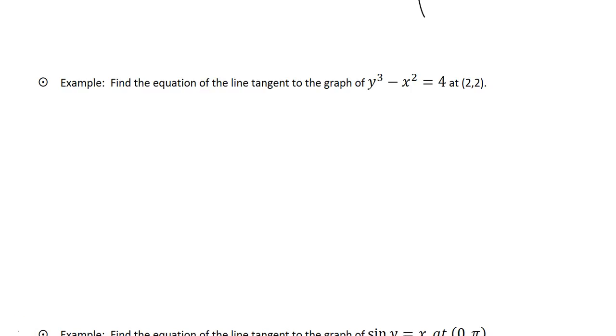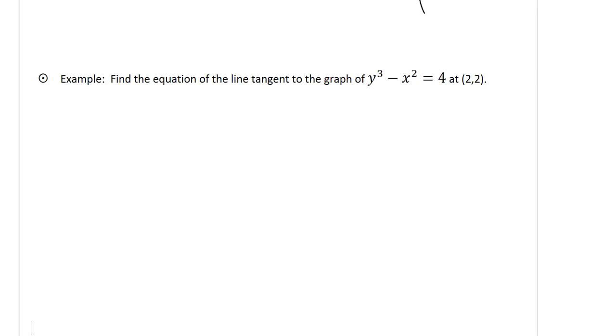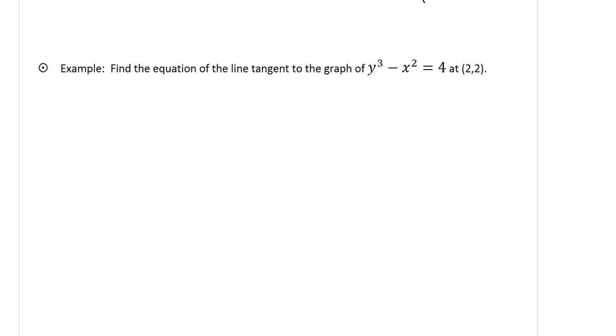Now you can absolutely find equations of tangent lines to graphs of equations that are written in implicit form, and that's usually the reason why we'd actually want to do this. So if I want to find the equation of the line tangent to the graph of y cubed minus x squared equals 4, I am going to need dy over dx in order to find my slope. So I'm going to take the derivative with respect to x of y cubed minus x squared and the derivative with respect to x of 4.